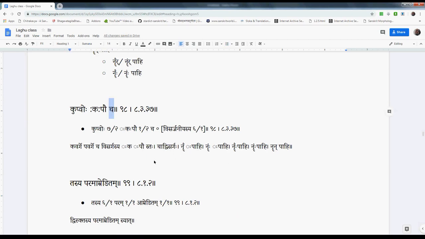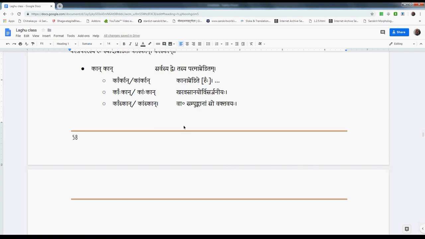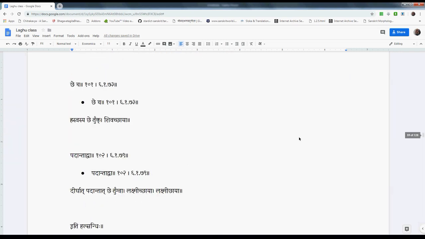So that would have taken away the possibility of visarga becoming sakara. The chakara says it is optional, as in both forms are possible. You can keep it as a visarga, so it will remain visarga or it will become jivhamuliya. That option is taken away by "sampumkanam so vaktavyah". Thereby you will get kamskan and kamskan. There is no jivhamuliya or visarga. Sakara is mandated. Okay. What else is there?